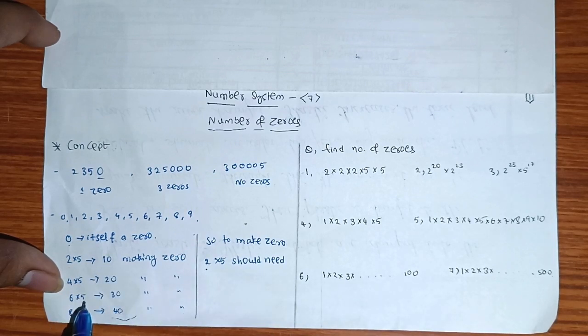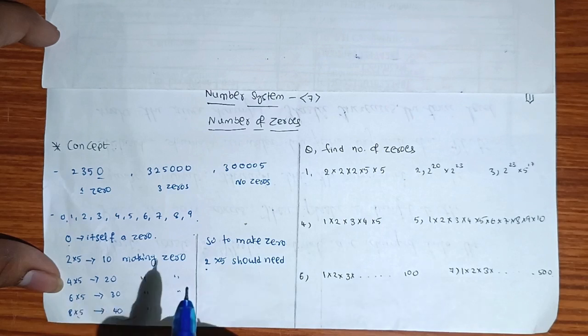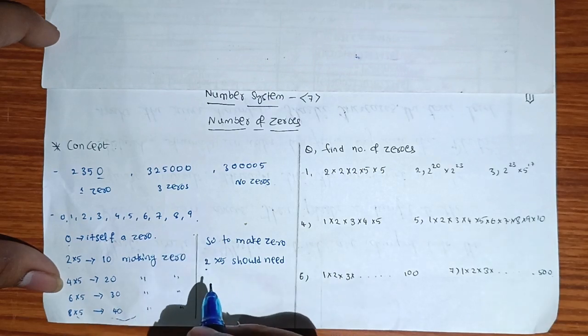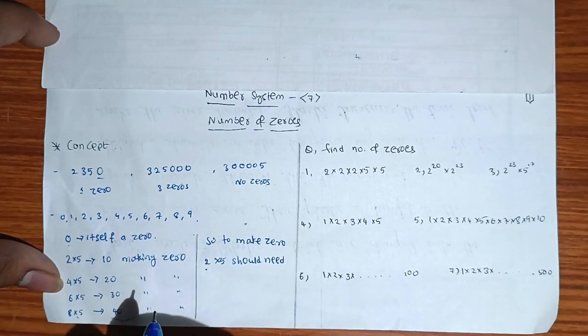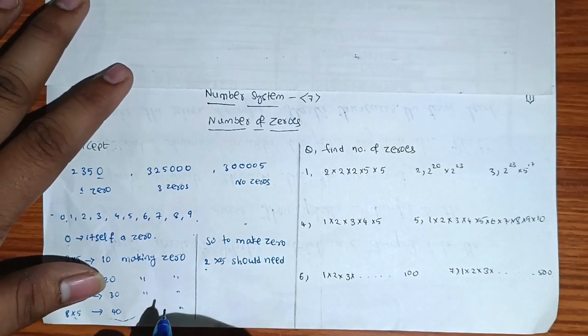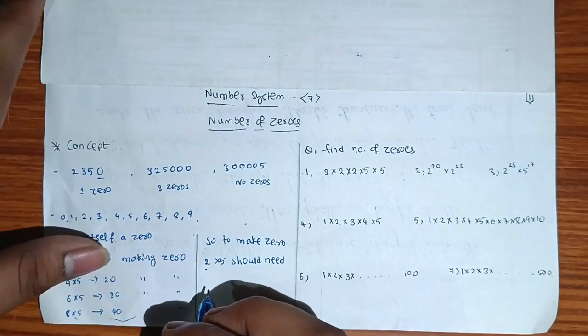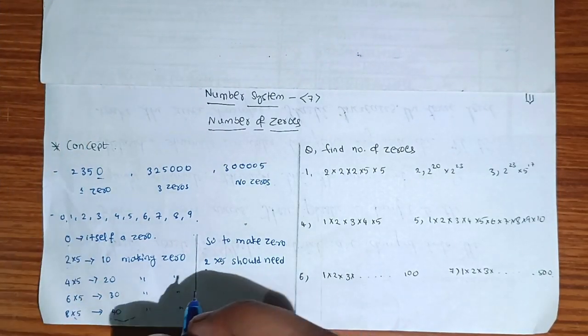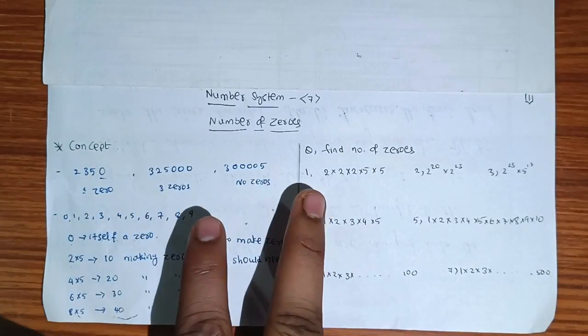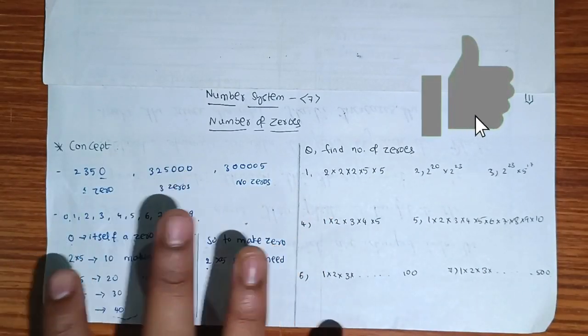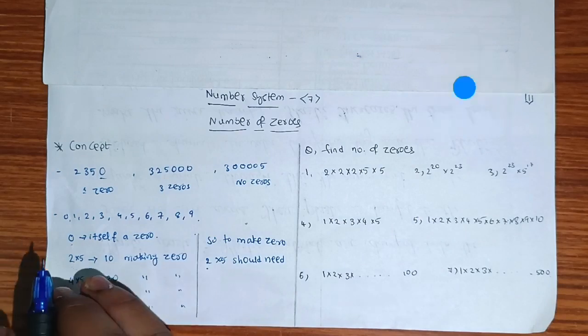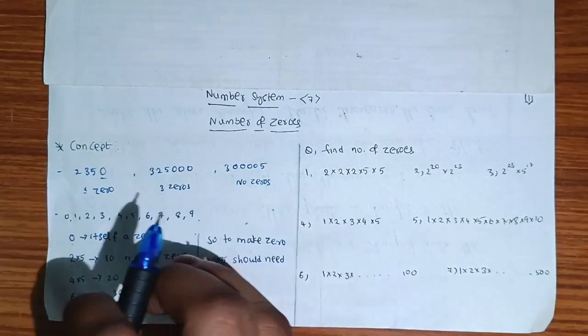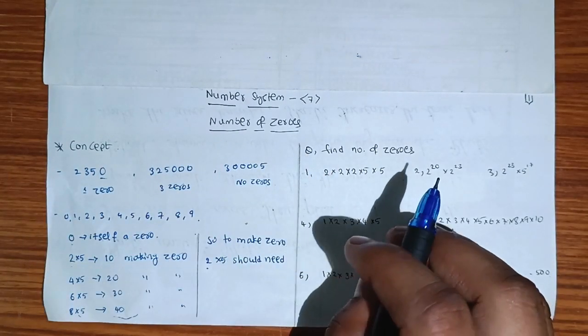Again it is 3 cross 2 cross 5, which is 30. So it is also making 0. So in order to make a 0, we must have two values, a multiple of 2 and a 5. Both as a pair, 2 into 5, gives us the value 0. You need to remember this basic concept. Now let us see a few questions regarding this.